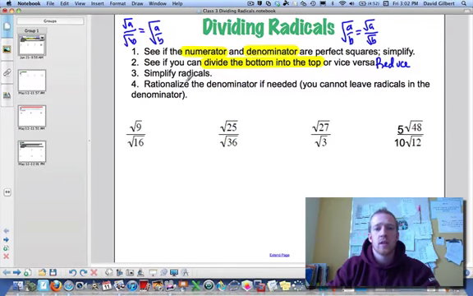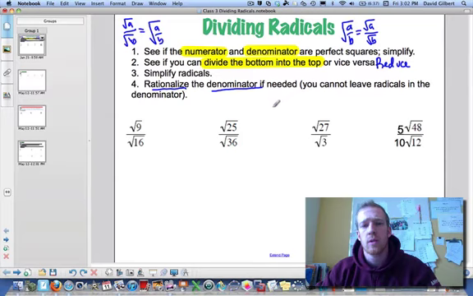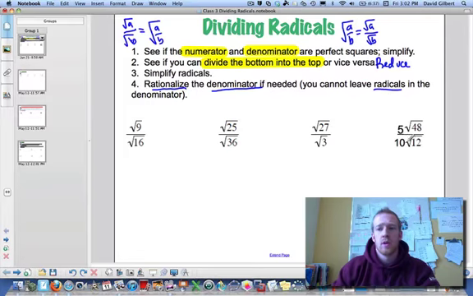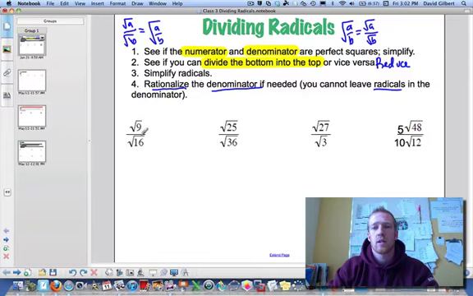Simplify any radicals that are easily simplified, and then you have to rationalize the denominator, which is a new thing, which I actually have a special slide on, and we will talk about that. Basically, it just means you can't have a radical on the bottom. So these are all illegal if you simplify and still have a radical on the bottom. So let's get at it.